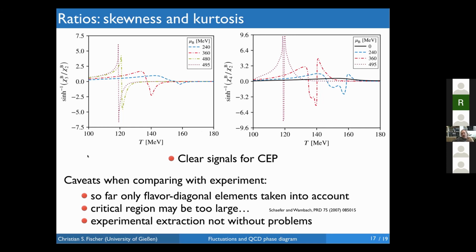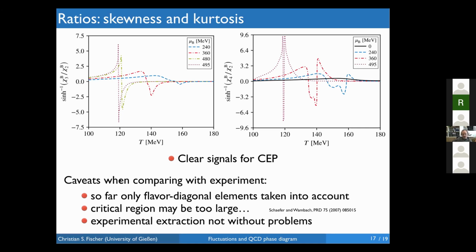Now, when comparing these results with experiment, there are actually a number of caveats. First of all, so far there are caveats on our calculation side. So far, we have only taken flavor diagonal elements in this calculation into account, but we know from lattice calculations at small chemical potential that flavor off-diagonal components should not be neglected.